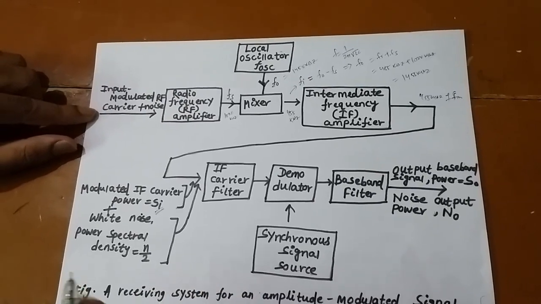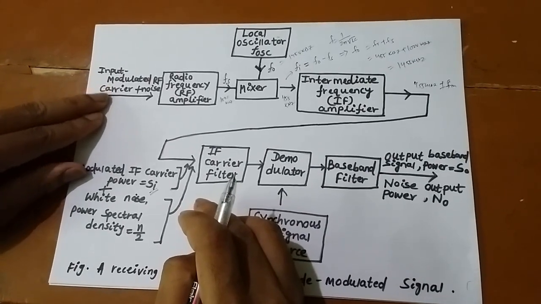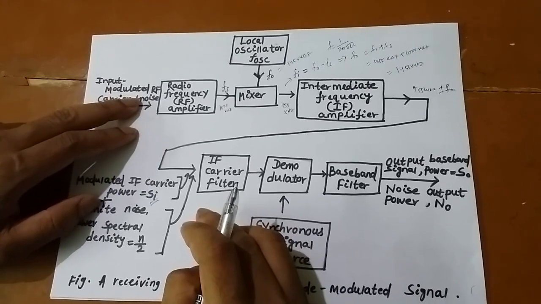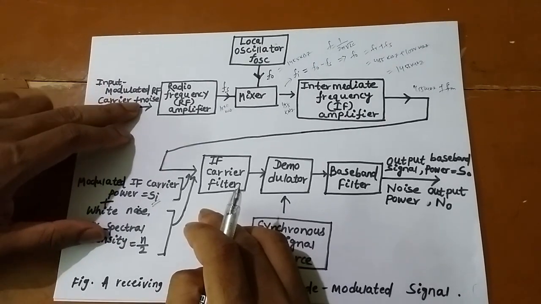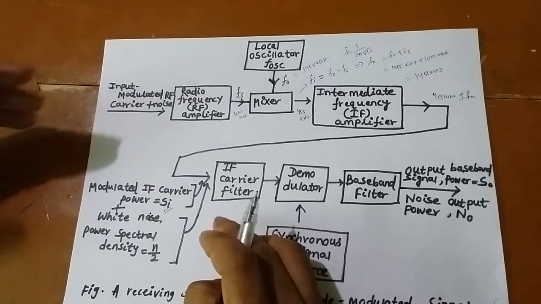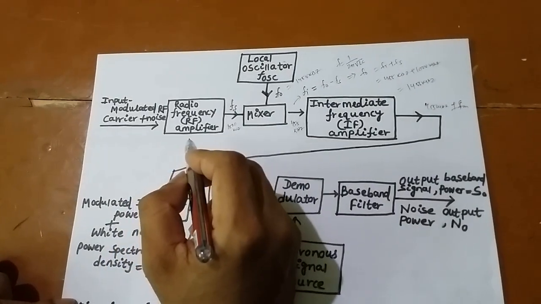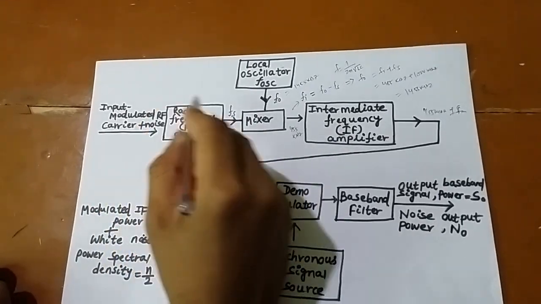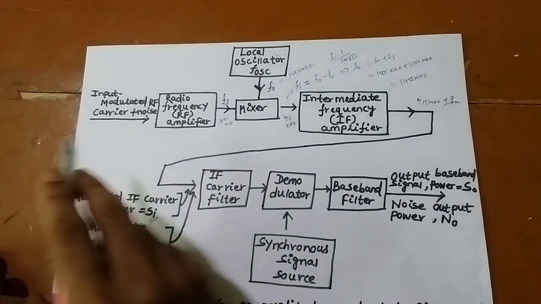So here the input to this receiver is the transmitted modulated signal, that is modulated RF carrier plus noise. This noise occurs due to the channel. The signal has been transmitted through a long distance. In the channel it has got some noise, and due to the traveling of the signal it gets attenuated in the channel. That's why in the first step we have to increase the signal strength by an RF amplifier, that means radio frequency amplifier, and this is called a super heterodyne receiver.